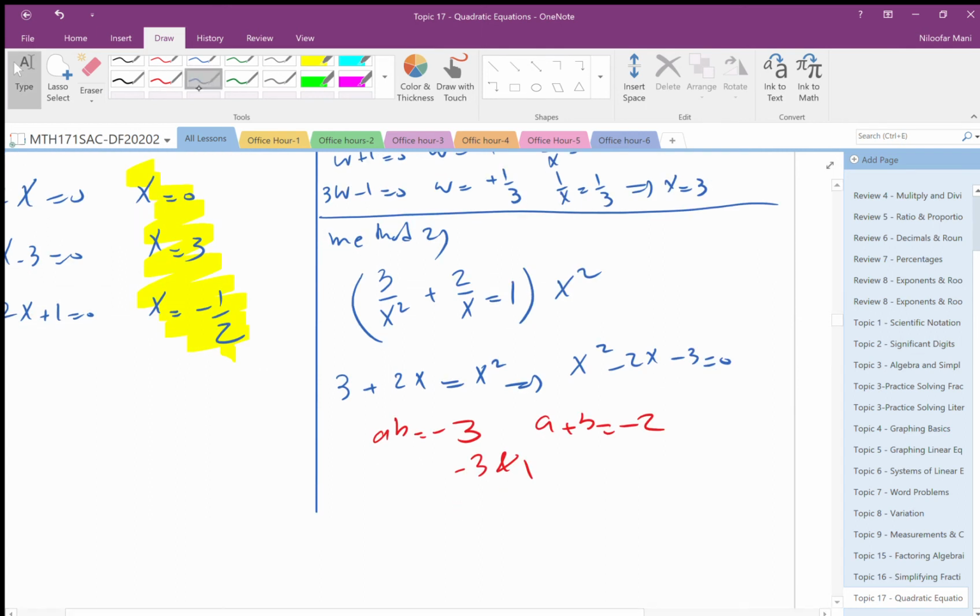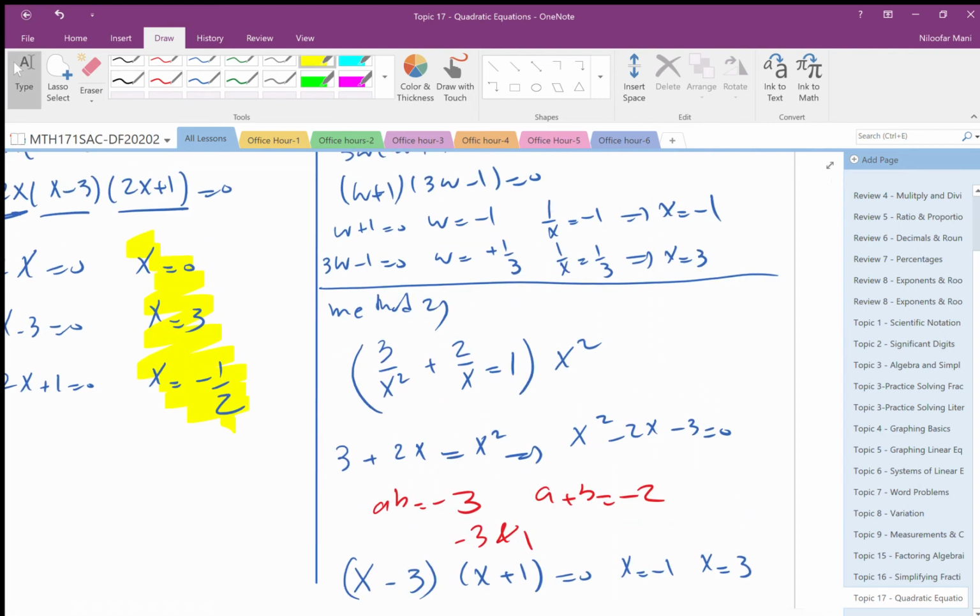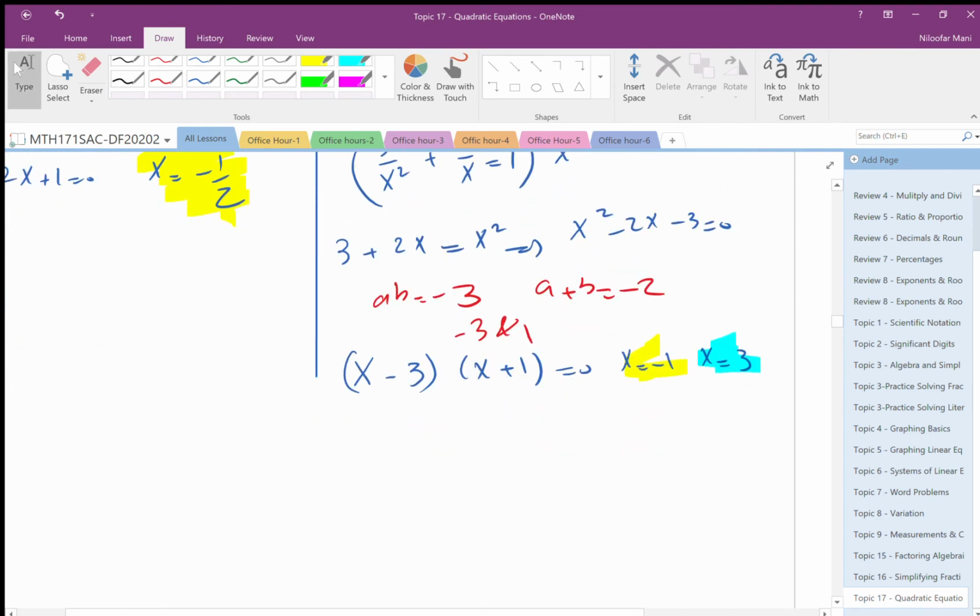Yes, so now I find the answer. So it is x minus 3 multiple x plus 1. Am I right? Yeah, equals 0. And then x equal minus 1 and x equal 3. And yes, look at this. So I highlight that. So that's that and that's that. Yes, and I have to reach the same number. Otherwise I made a mistake.